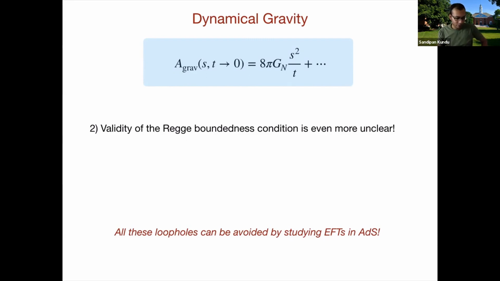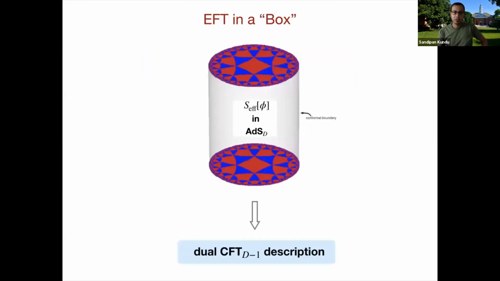The main point that I want to emphasize in this talk is basically that all these loopholes that are there in this asymptotic space argument can be avoided by studying effective field theories in AdS. The reason is, when we study any of these effective field theories in AdS, there is a dual CFT description, and in the dual CFT description, we don't actually have to assume any of this Regge boundedness or this kind of condition. We can just start with all the well-established CFT axioms, and from there we can try to study the effective field theory in AdS.